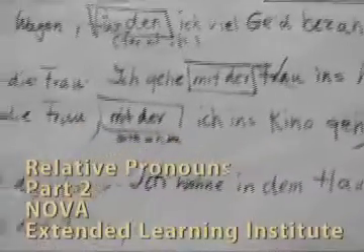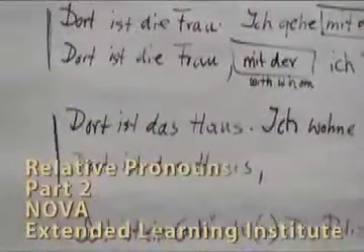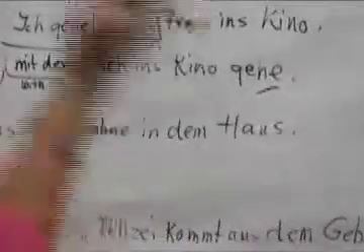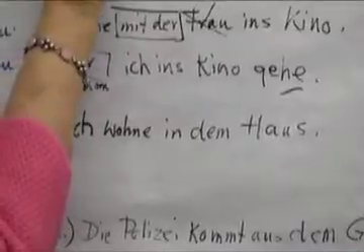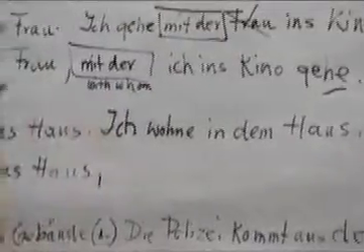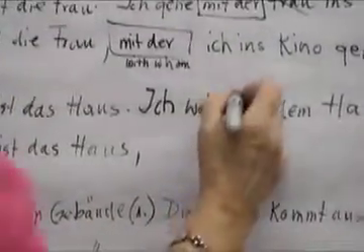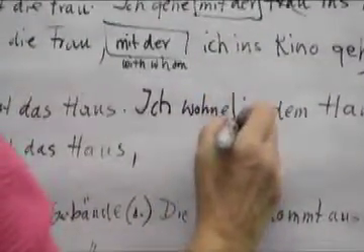Another example. Dort ist das Haus. Ich wohne in dem Haus. In is one of these two-way prepositions, which I forgot to include on top. So here it is. So there is the house. I live in the house. It's a location. So the in is followed by a dative.